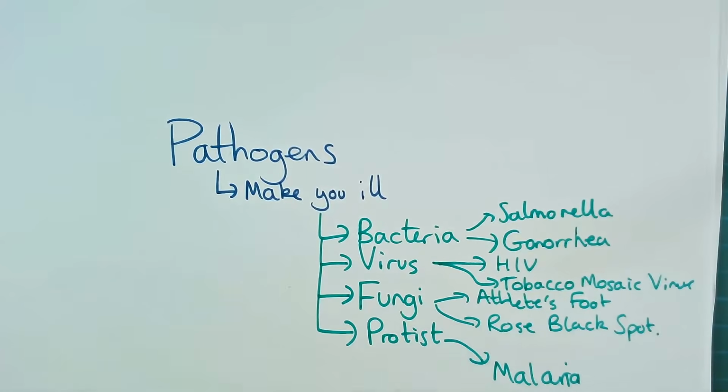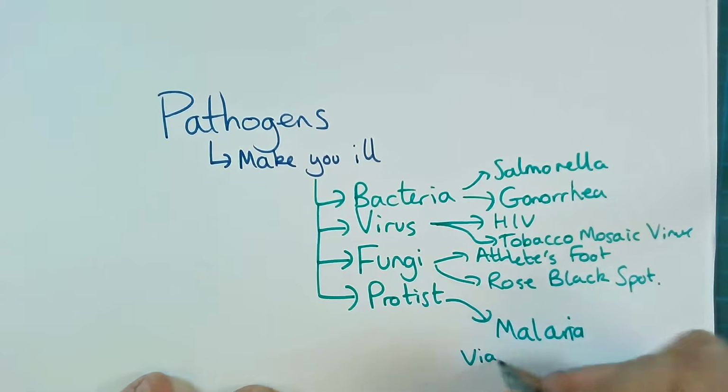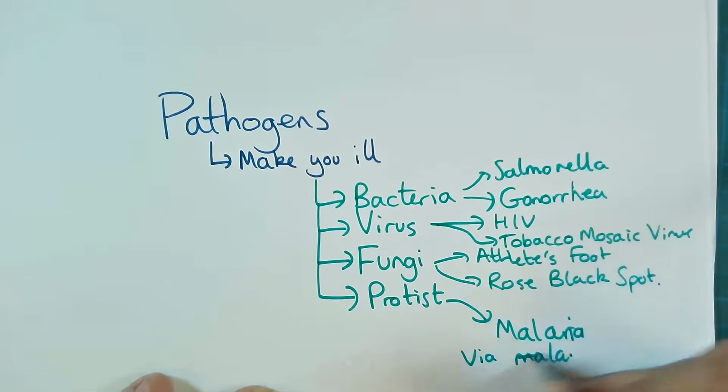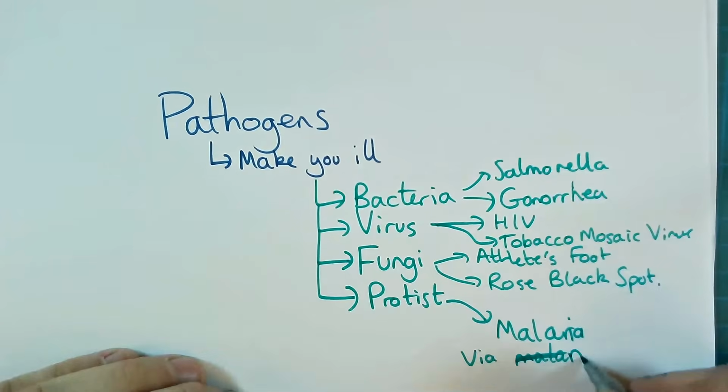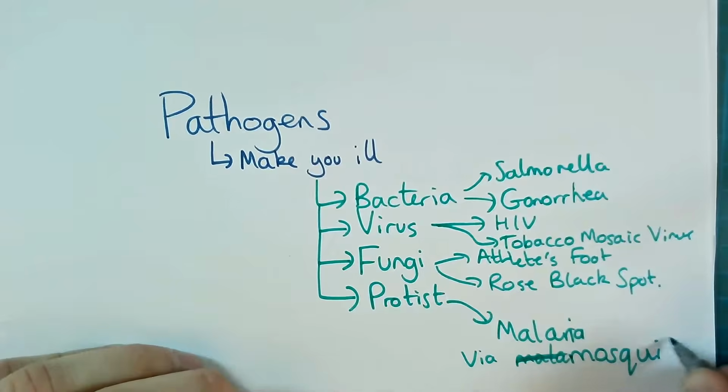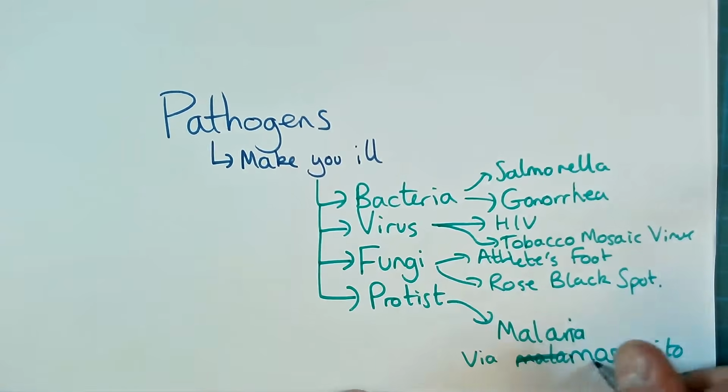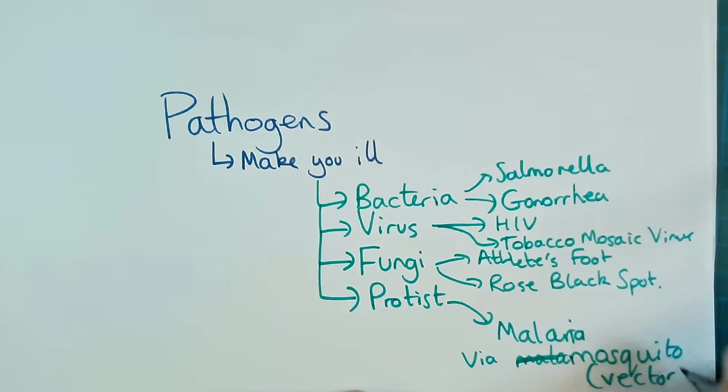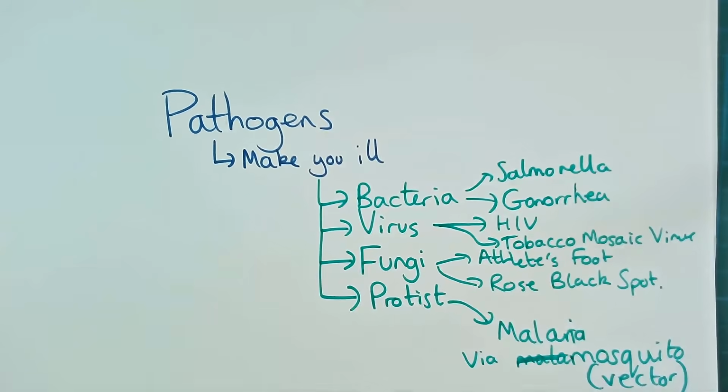Because these go via mosquitoes, like malaria, the mosquito is what we call a vector, not the baddie in Despicable Me.